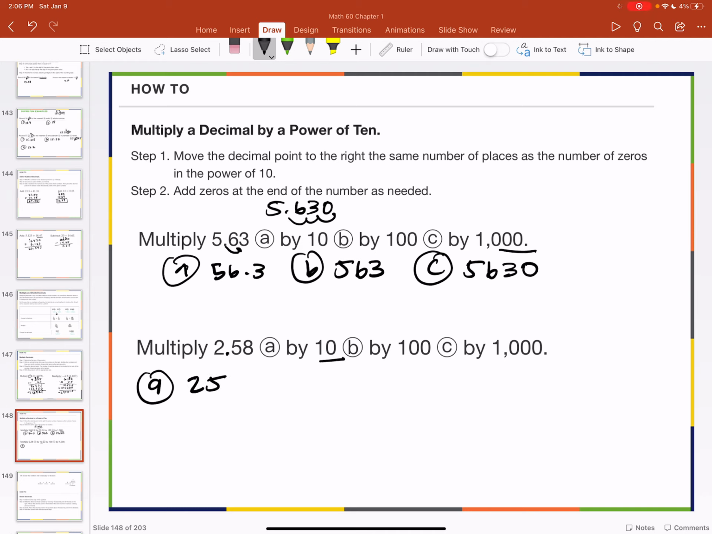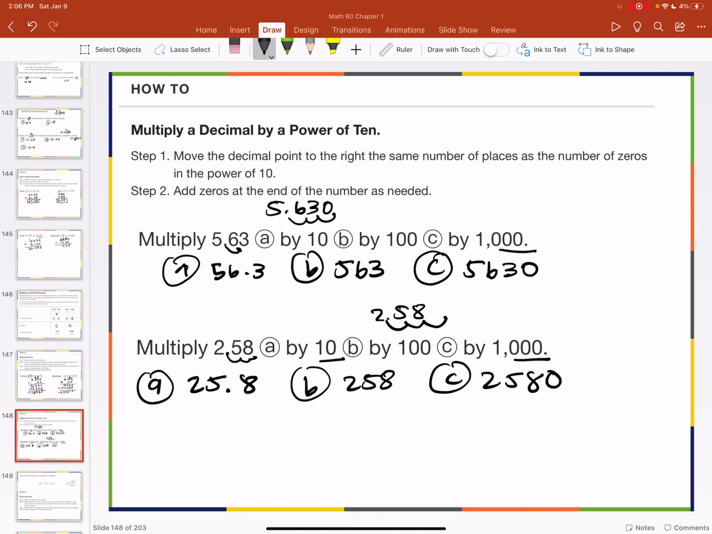For this one, 258, 2 and 58 hundredths, if I multiply by 10, I move the decimal place over to the right one. Okay, and then B, multiply by 100, I get 258 because I moved the decimal place over twice. And then C, by 1,000, I have 3 zeros here. I'm going to move this 1, 2, 3 over, so it's 2,580.